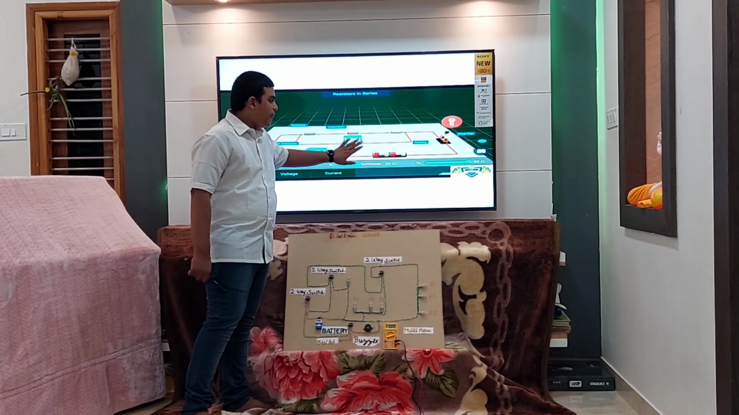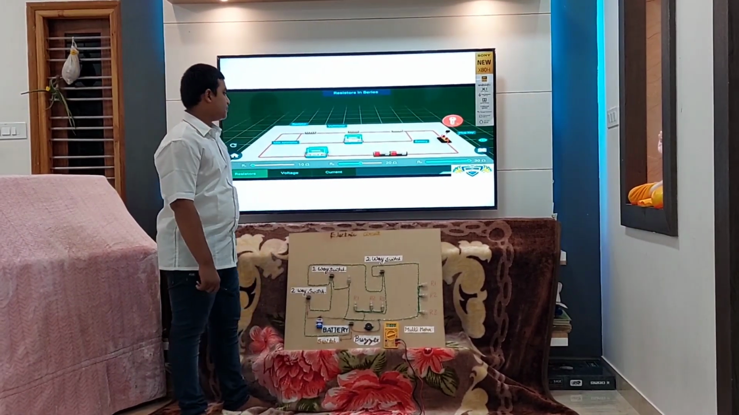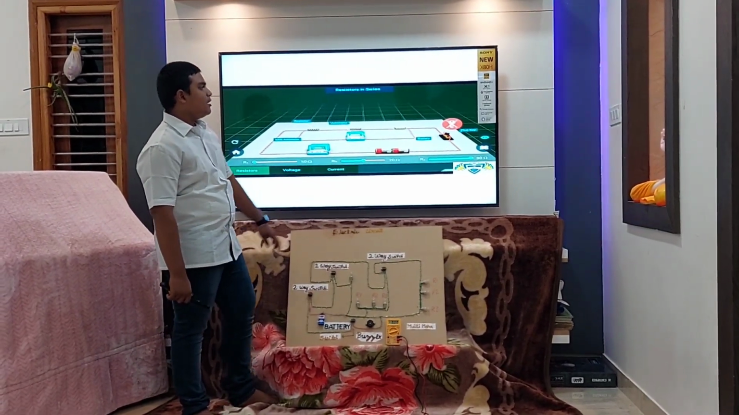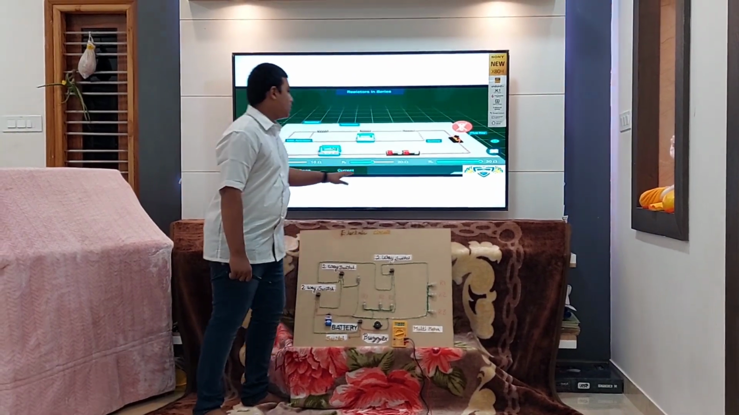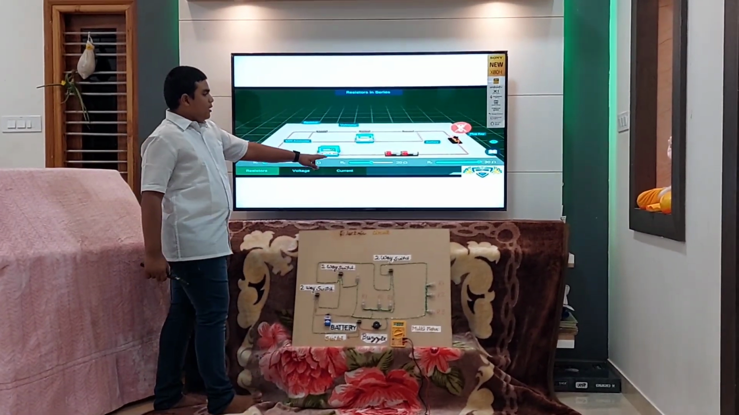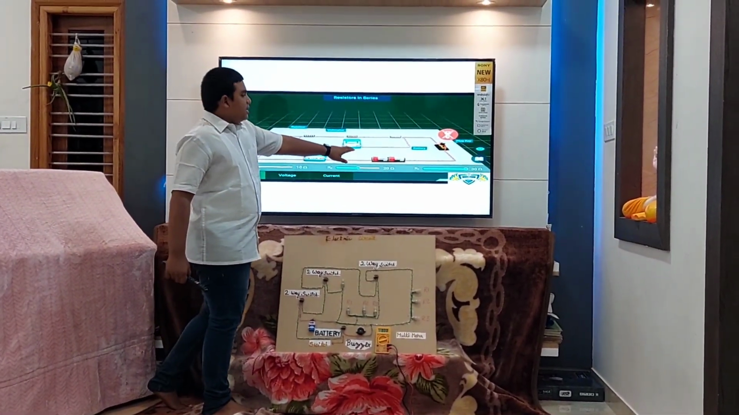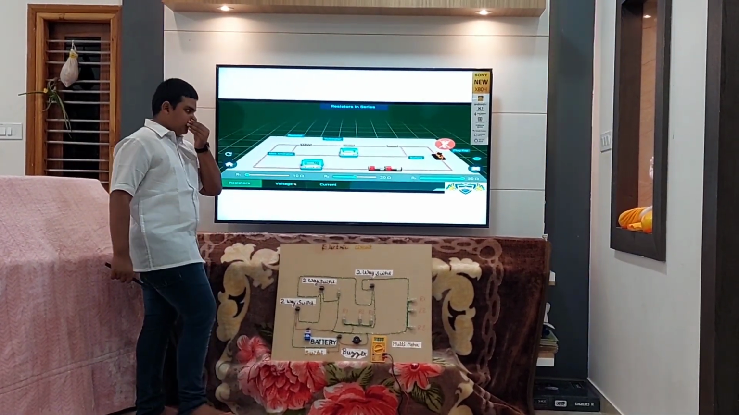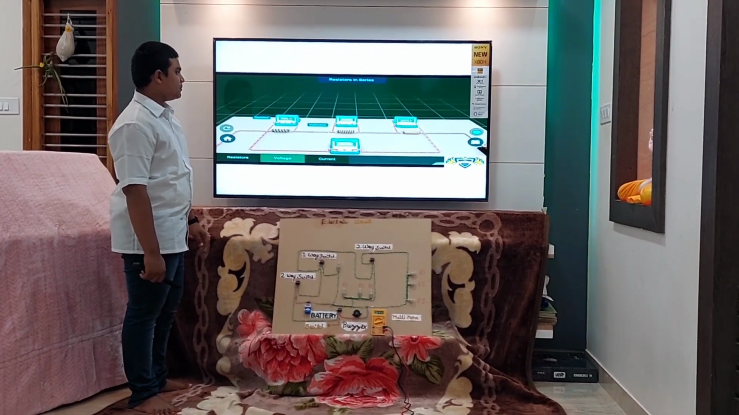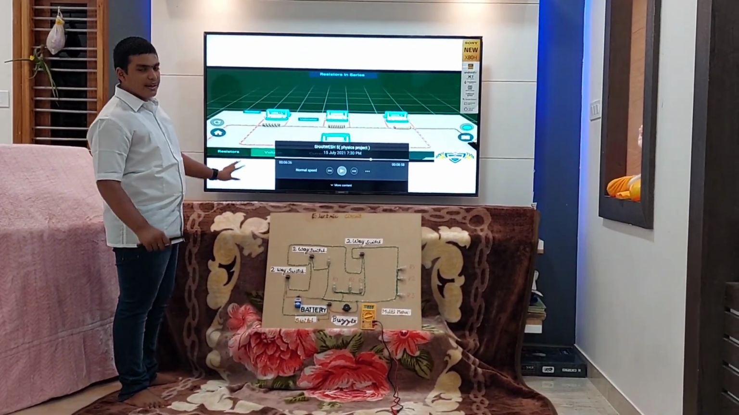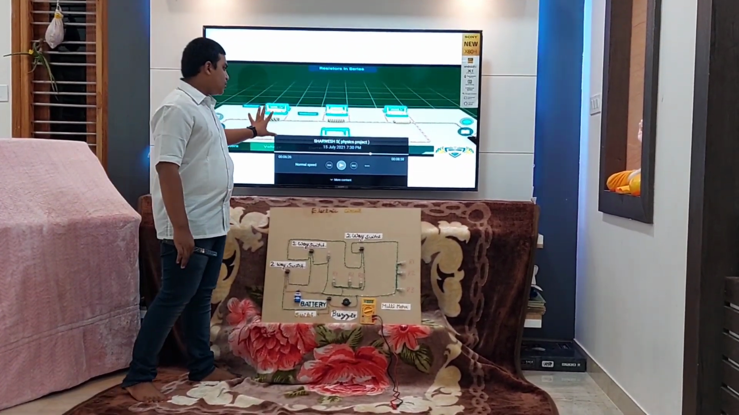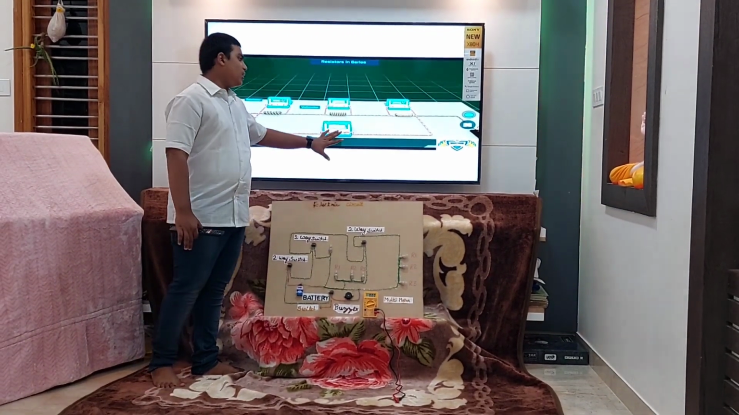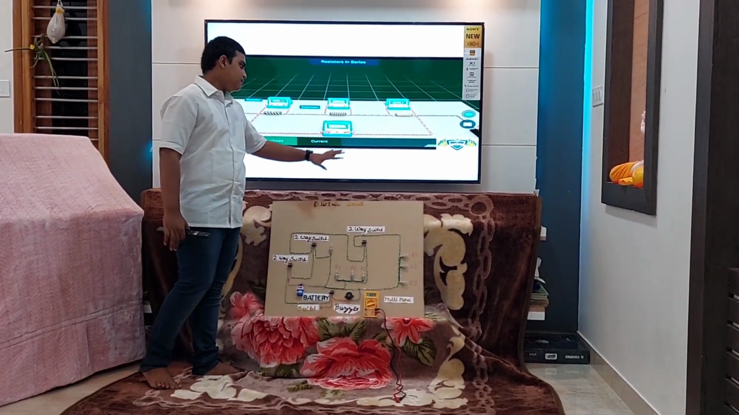Voltmeters are connected in parallel across the three resistors in series, which have different values. We can see that the total current flowing through the circuit when the switch is on is 50 milliamperes, and the voltage across the whole circuit is 3 volts. By placing voltmeters across each resistor, we can see the voltage across each resistor.